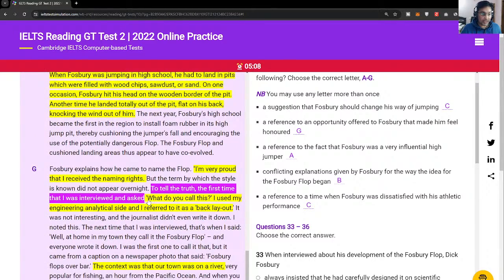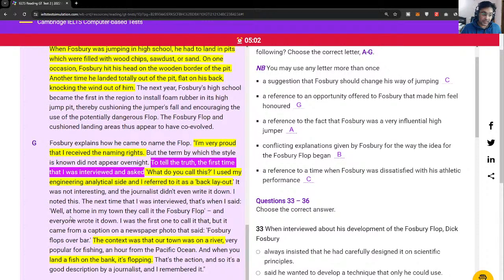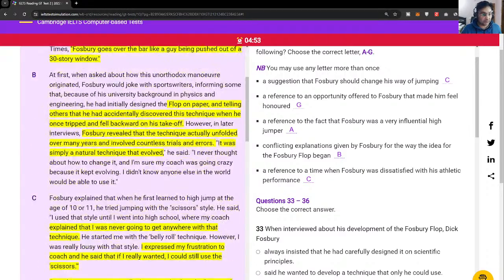The first time that I was interviewed and asked, what do you call this? I'm very proud of it. The next time I was interviewed, that's when I said, because everyone wrote what he was saying, so it made him feel honored. G. A reference to the fact that Fosbury was a very influential high jumper.